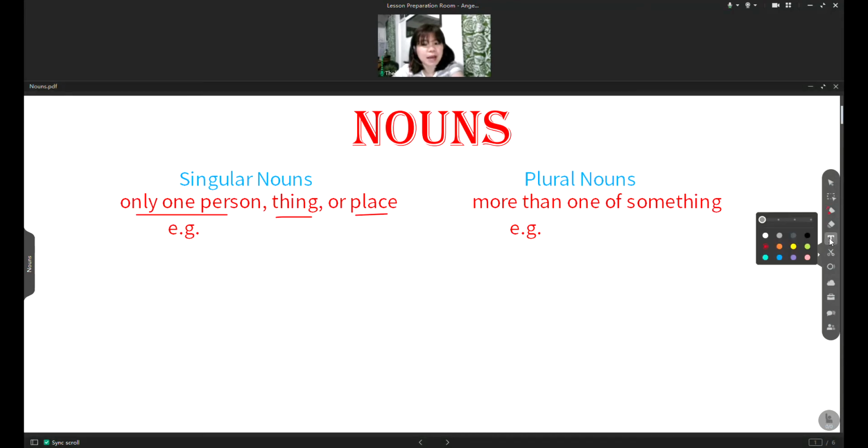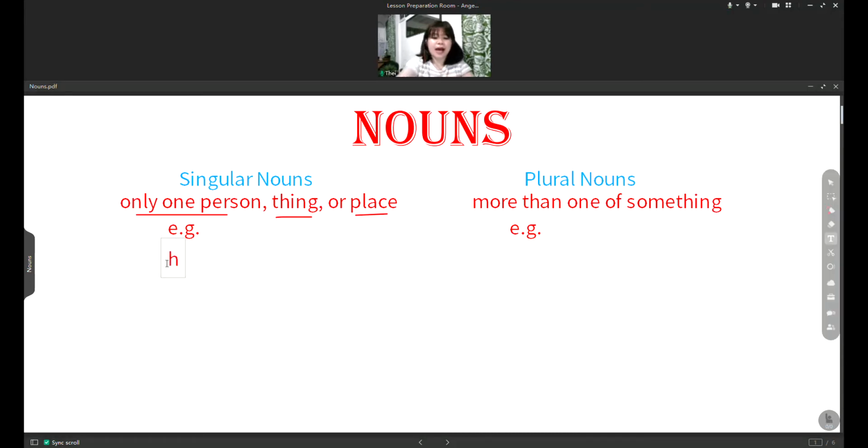Now let's have some examples here. We have house, girl, a girl, umbrella, an umbrella, and we also have bee, a bee. Okay, now let's add one more. We have also box, a box.